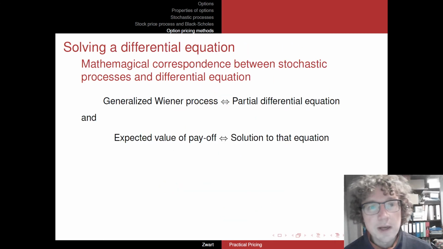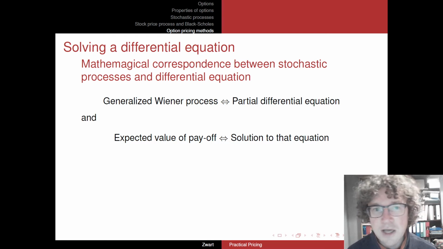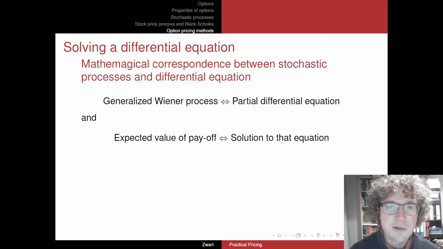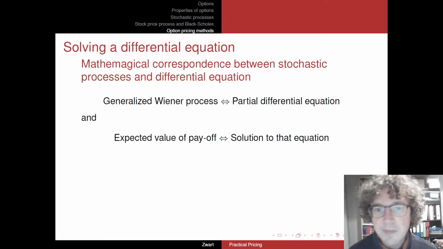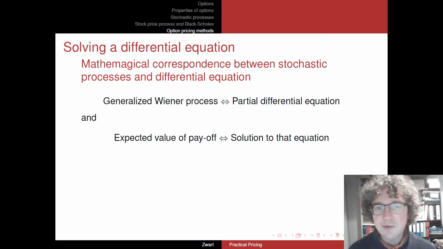So the other approach to finding this value turns out to be by solving a particular partial differential equation. That relies on an almost mathematical correspondence between stochastic processes, these random processes in time, and differential equations. It is an equivalence between these generalized Wiener processes, these Brownian motions, and partial differential equations. On the other side, there is the expected value of the payoff under this Brownian motion, and the solution to that equation.